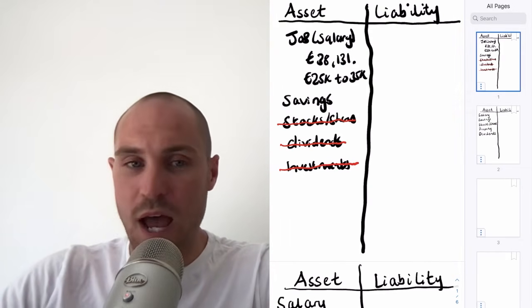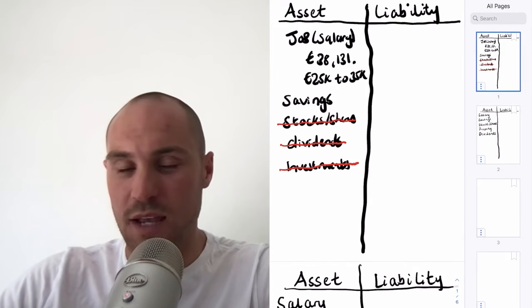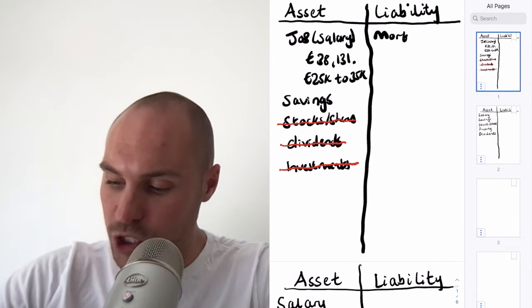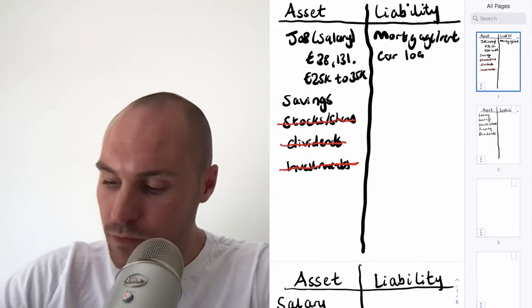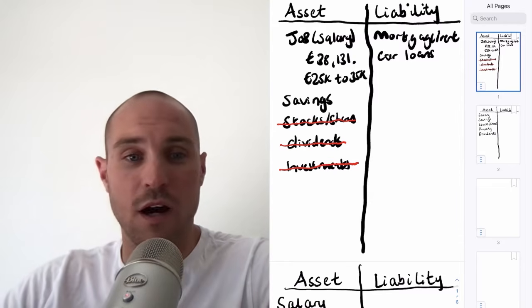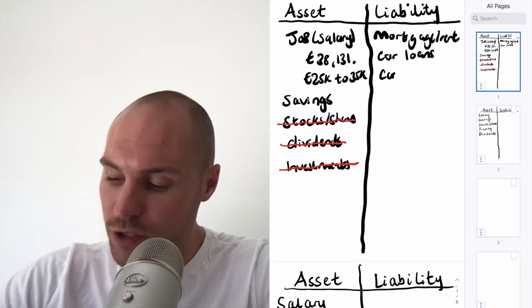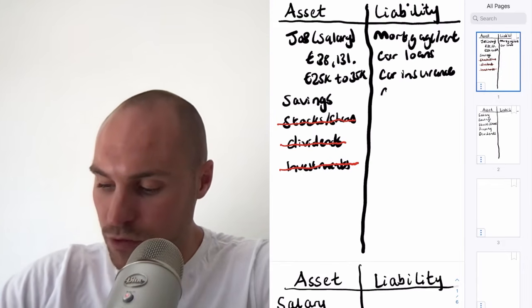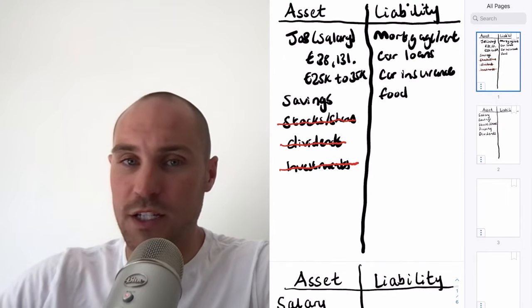So in terms of liabilities then, what is a liability? Expenditure, things that take money out of your pocket every month. So we might have a mortgage or rent. We may have things like car loans. If you're anything like me, I've got a car loan that I pay for every month. And then I've got car insurance. And then we have things like food, groceries, all of those sorts of things. And then gym membership.